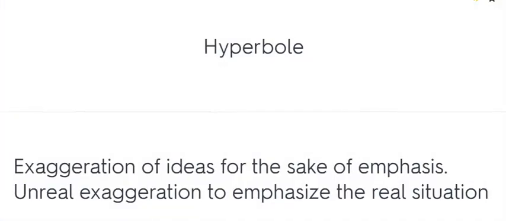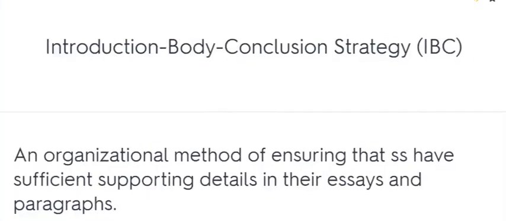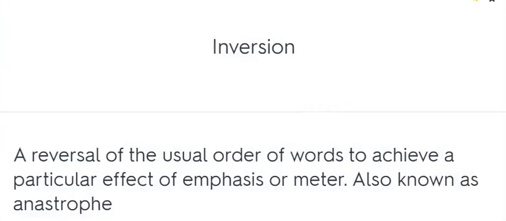Hyperbole. Exaggeration of ideas for the sake of emphasis. Unreal exaggeration to emphasize the real situation. Introduction, body, conclusion strategy. An organizational method of ensuring that essays have sufficient supporting details in their essays and paragraphs. Inversion. A reversal of the usual order of words to achieve a particular effect of emphasis or meter, also known as anastrophe.